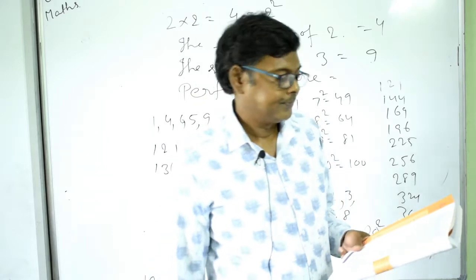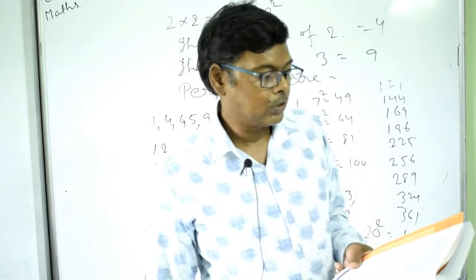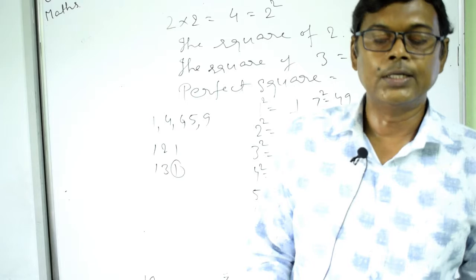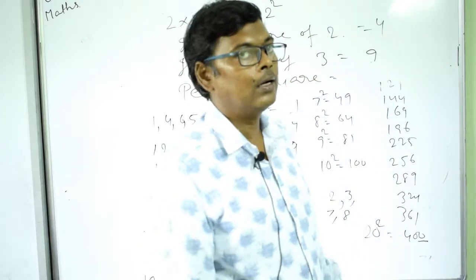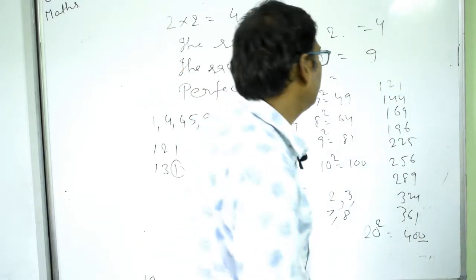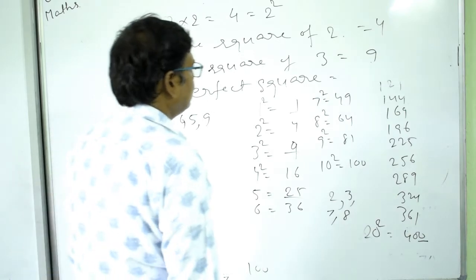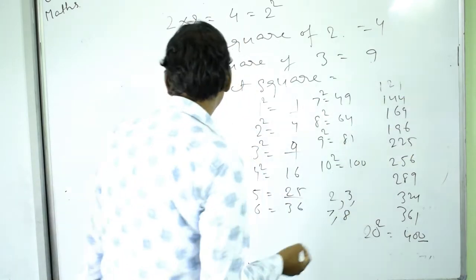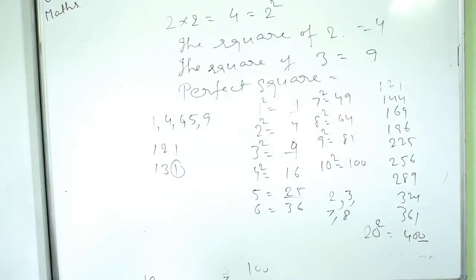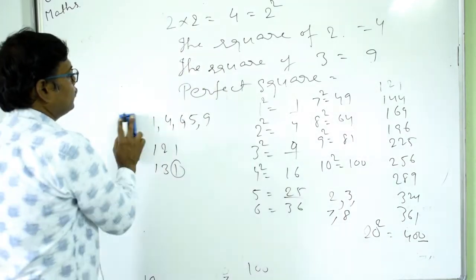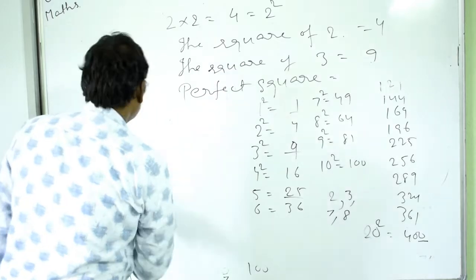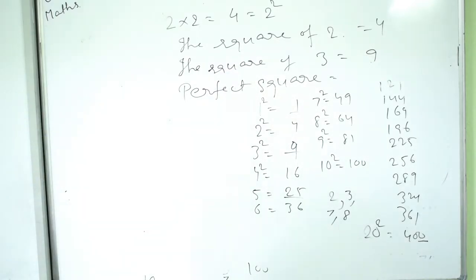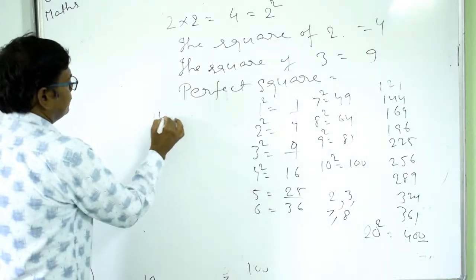Next is that the factors of every square number can be grouped into pairs. That is, the factors of a square number are always grouped into pairs. What does it mean? Like 144, which is the square of 12. If you find the factors of 144, I will show you the factors of 144. So 144.